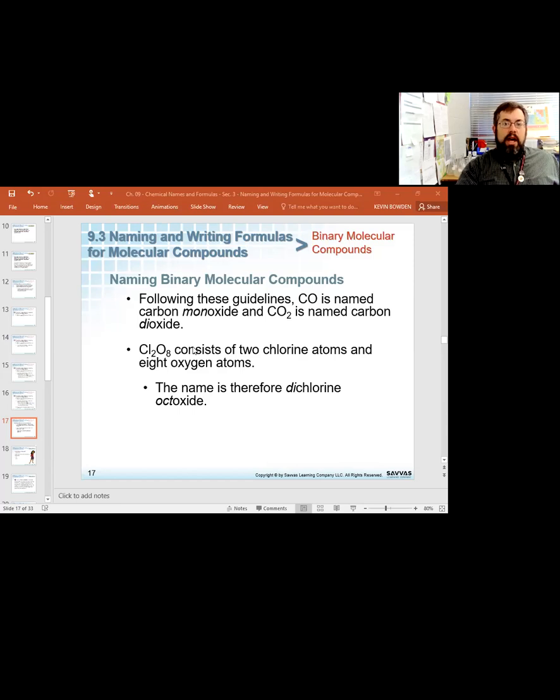Cl2O8 has 2 chlorine atoms, 8 oxygen atoms. There's your ene and your gen. So we have dichlorine octoxide. It's not a very common molecule, but there you see an example where the first element does need to be numbered as well. It's not just chlorine octoxide, excuse me, it's dichlorine. It's also one of the few elements where you have multiple oxygen-oxygen bonds.